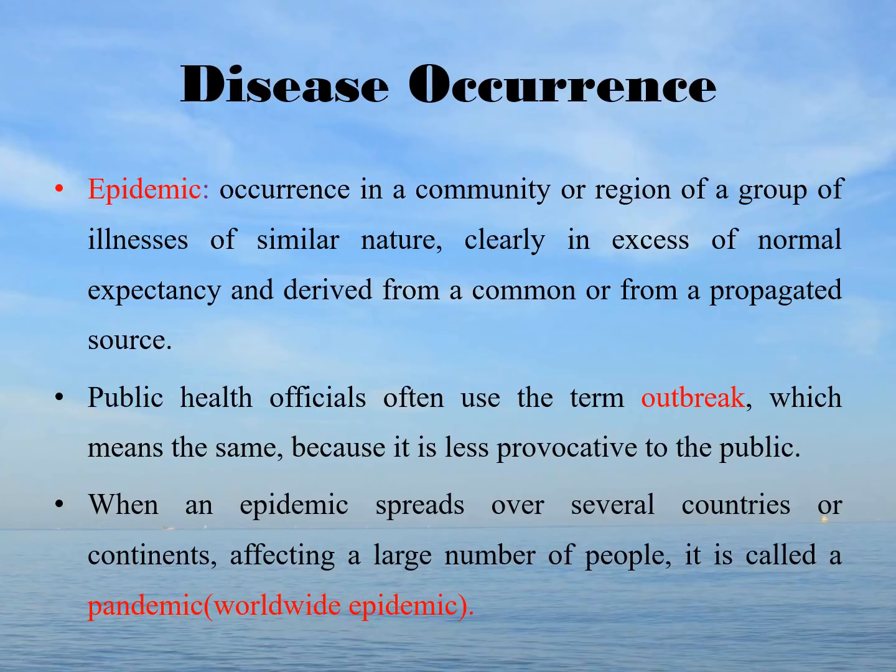And there is epidemic. So its occurrence in a community or region of a group of illness of similar nature, clearly in excess of normal expectancy and derived from a common or from a propagated source. Public health officials would often use the term outbreak, which means the same thing because it is less provocative to the public. When it spreads over several countries or continents, which affects a large number of people, it would be then called a pandemic or a worldwide epidemic, which we are experiencing now with the coronavirus.